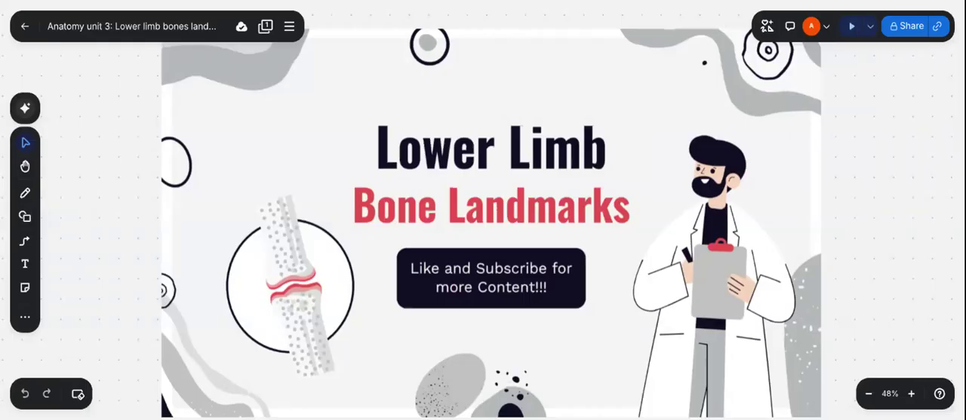In today's episode, we're going to be looking at the lower limb bone landmarks. So basically the landmarks that are on your femur, tibia, fibula, and your feet.